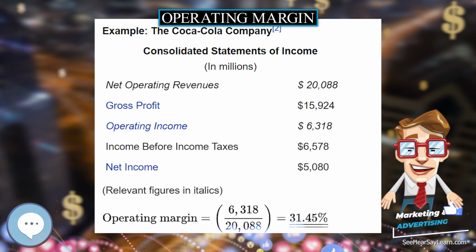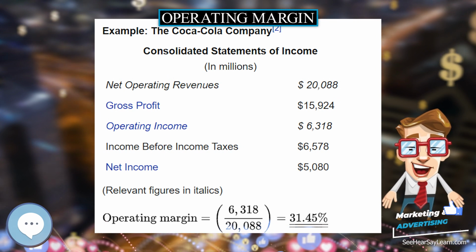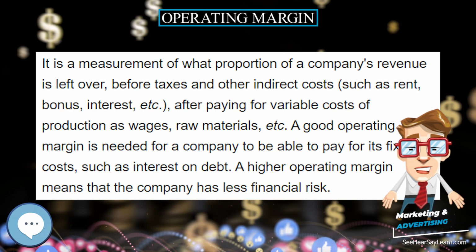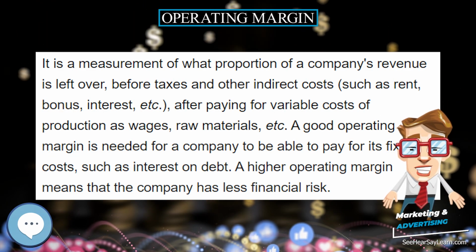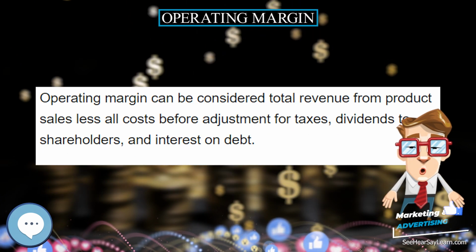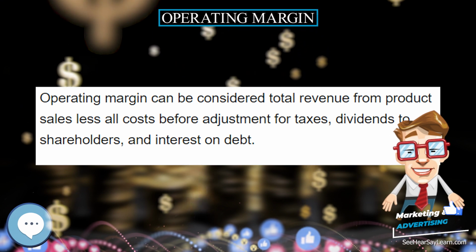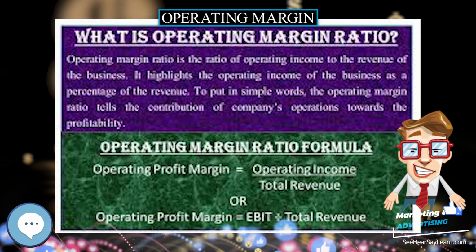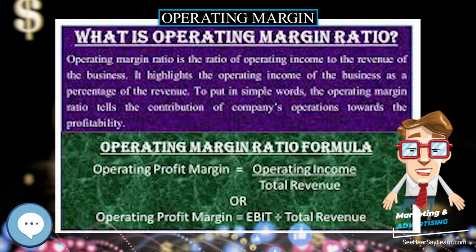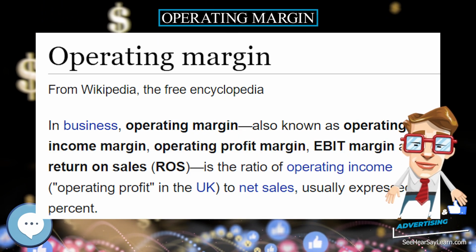EBITDA can be calculated by adding back the costs of interest, depreciation, and amortization charges and any taxes incurred. EBITDA ($) equals net profit ($) plus interest payments ($) plus taxes incurred ($) plus depreciation and amortization charges ($).